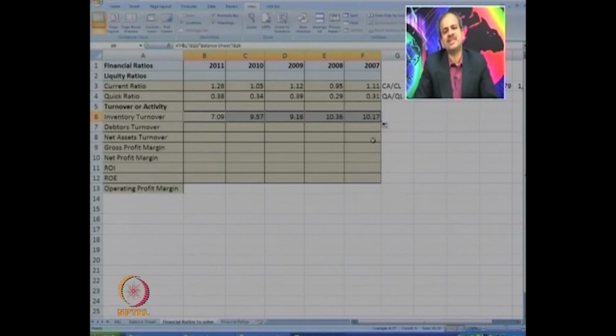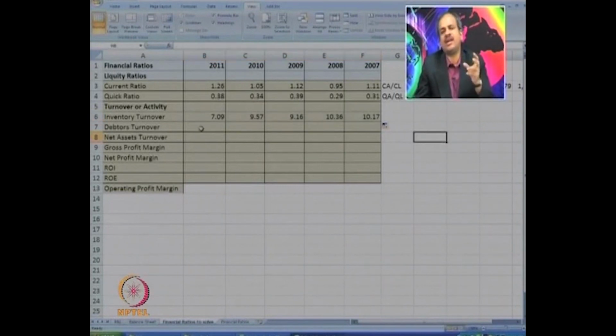Now, there are two ways. Sometimes we can take it as sales upon average inventory, or sometimes we can take it as sales upon closing inventory. Both ways are acceptable. Right now, I have taken it as sales upon average inventory. You can see that the ratio has gone down in the recent years.